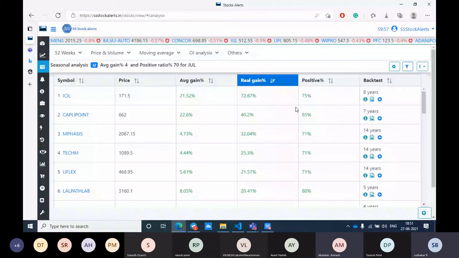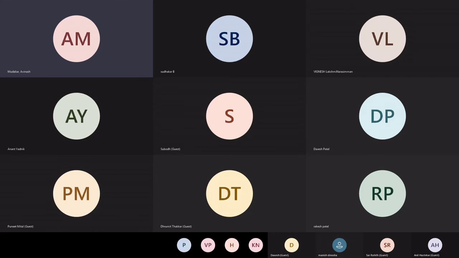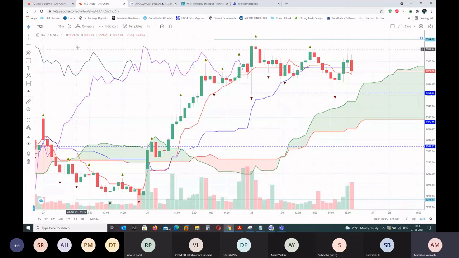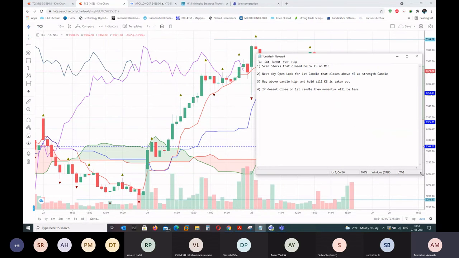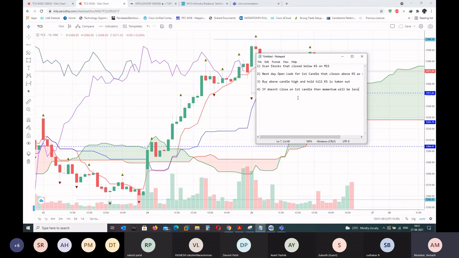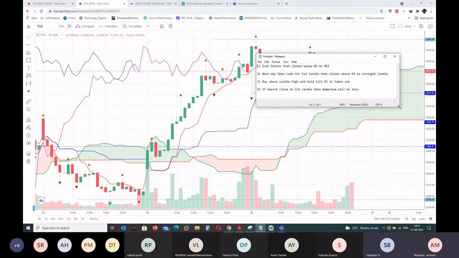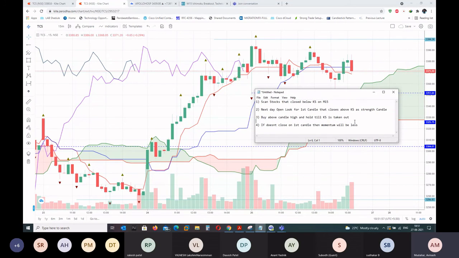One last strategy is pending, the positional one. Okay, one second. You guys can see my screen, right? Yes, we are able to see your screen. Okay, so this is the rule actually.